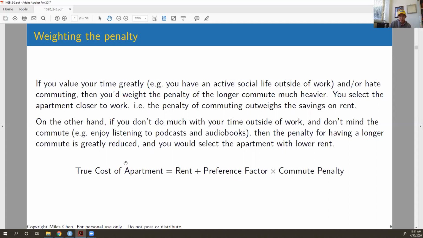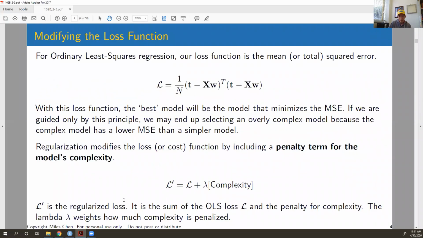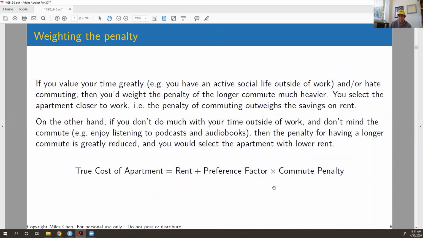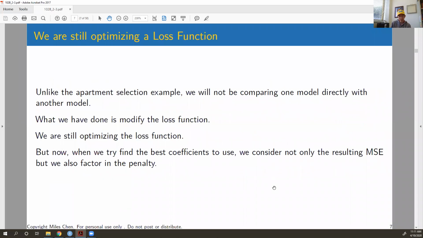And so what we have is the true cost of the apartment is the rent plus some preference factor times the commute penalty. That's how we would measure the true cost of the apartment. Similarly, when we are talking about regularized loss, it's going to be the ordinary least squares loss plus some preference factor times the complexity. And that's going to give us the regularized loss. Similar structure there.